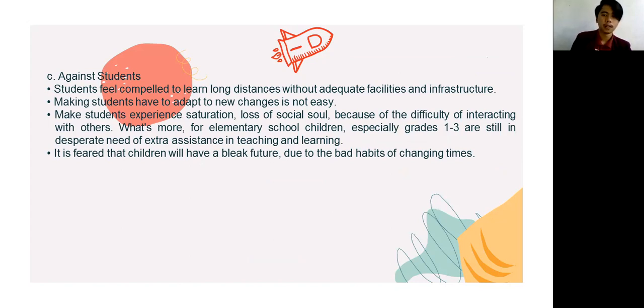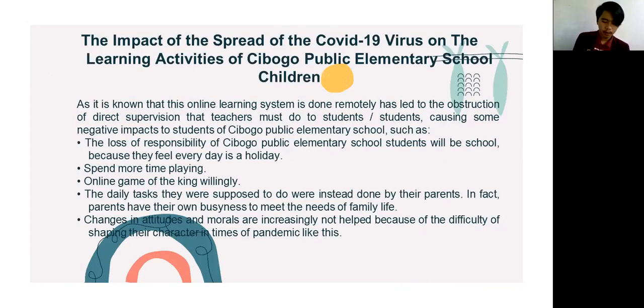What's more, elementary school children, especially grades 1 to 3, are still in desperate need of extra assistance in teaching and learning. It is feared the children will have a bleak future due to the bad habits of changing times.